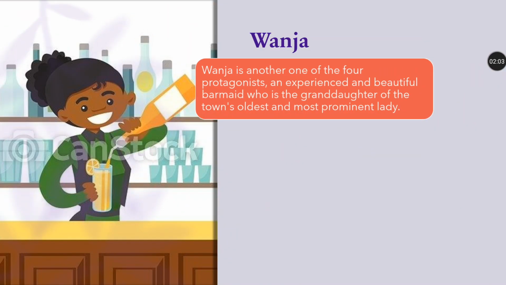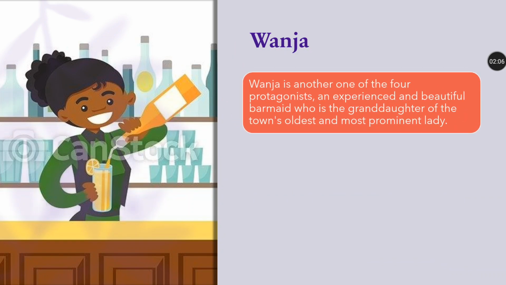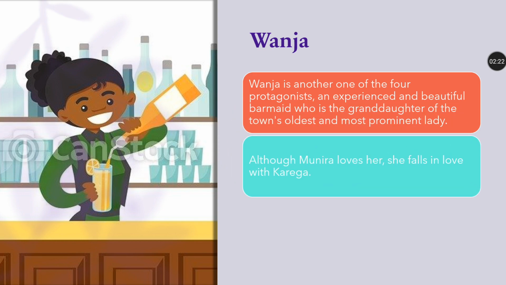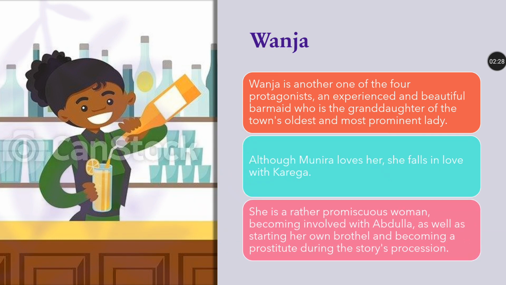Wanja is another one of the 4 protagonists in this play. Wanja is a beautiful barmaid who's the granddaughter of the town's oldest and most prominent lady. Although Munira loves her, she falls in love with Karega. She's a rather promiscuous woman who becomes involved with Abdullah, as well as starting her own brothel and becoming a prostitute during the story's progression.